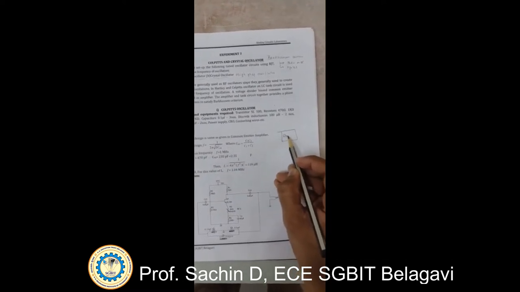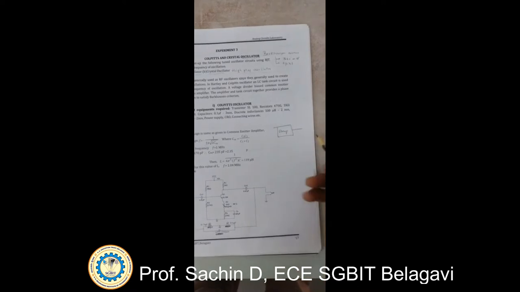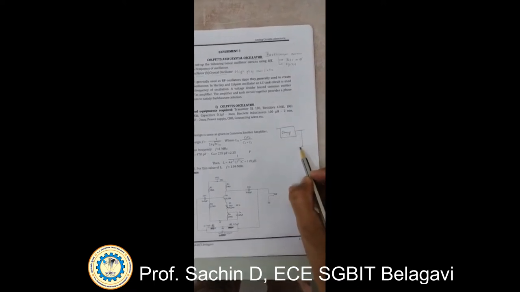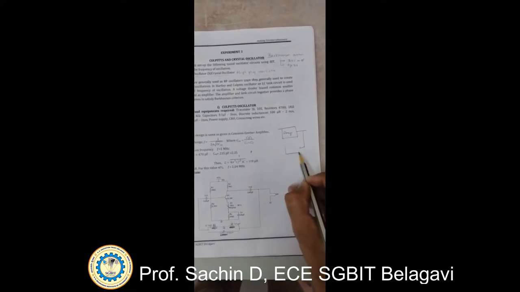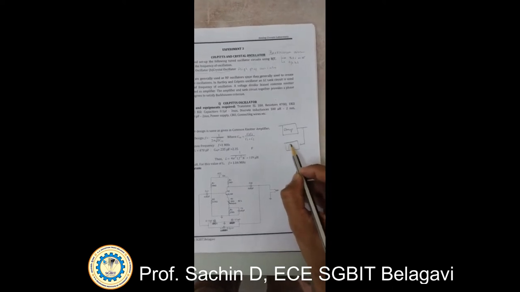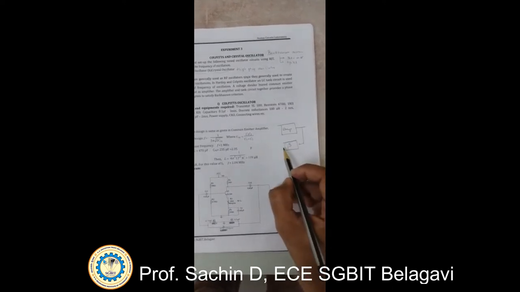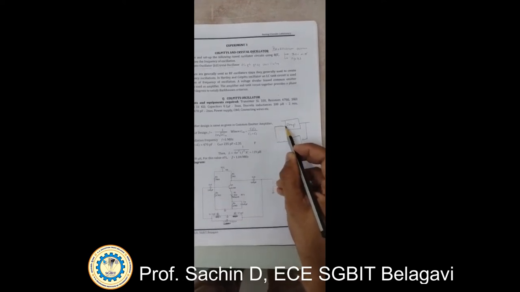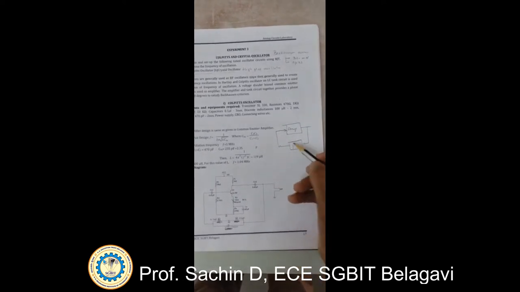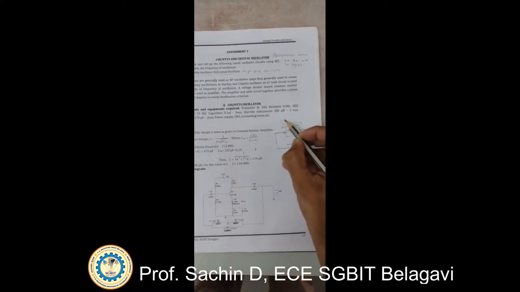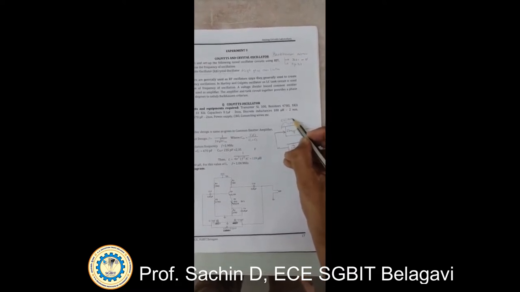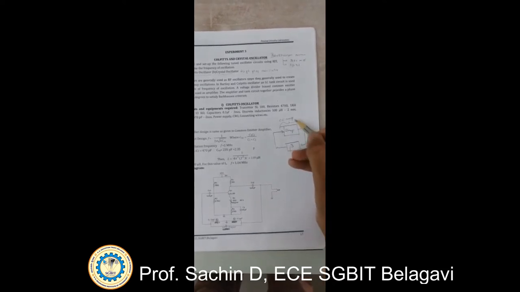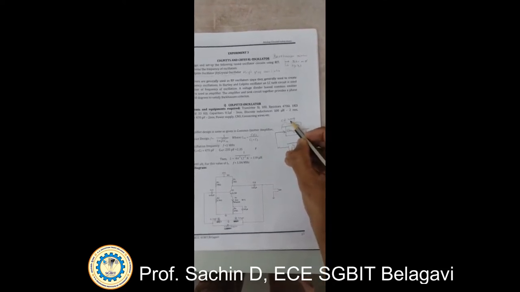In this amplifier, the output is connected back to the feedback network. I'll take a feedback network here, beta. Beta stands for the feedback network, and the output of this feedback network is given as input to the amplifier. Here I'm using a BJT CE amplifier, common emitter configuration. A CE amplifier provides 180 degree phase shift.